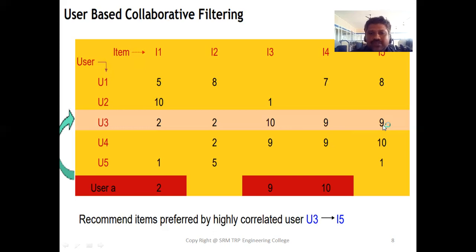Why am I choosing this item 5? These 3 items are already seen by user A. The remaining items are I2 and I5. Among these 2, I5 has a somewhat higher rating. So I'm going to recommend this item 5. This is user-based filtering, where I'm finding similar users.